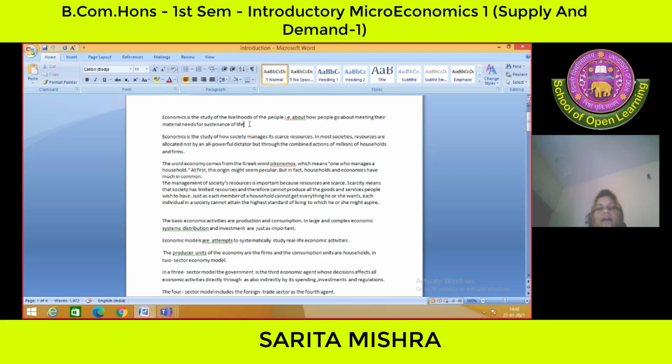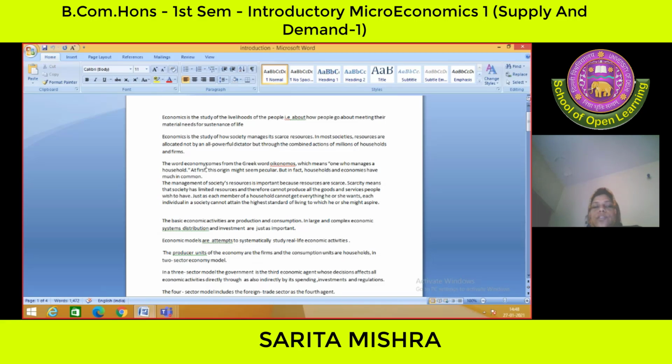Now, when we are saying sustenance of life, we need a numerous variety of things to sustain life. As such, every individual has numerous wants, but the society has limited resources. Fine. So as the society keeps expanding, the population keeps increasing, the relative shortage of resources to the wants keeps on increasing. So in a way, economics is also the study of how society manages its scarce resources.